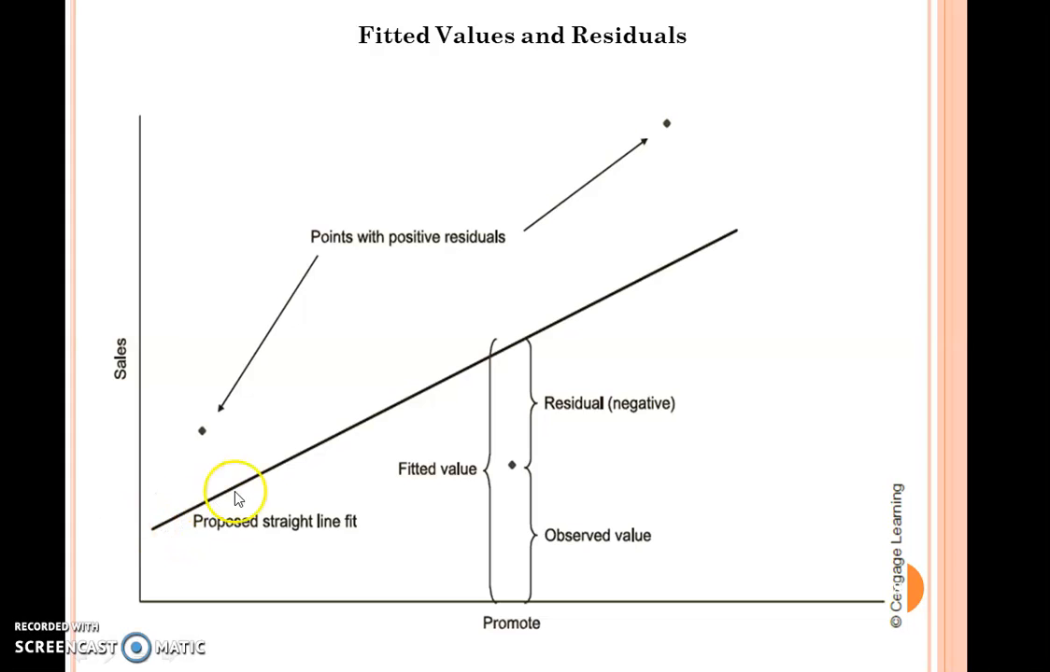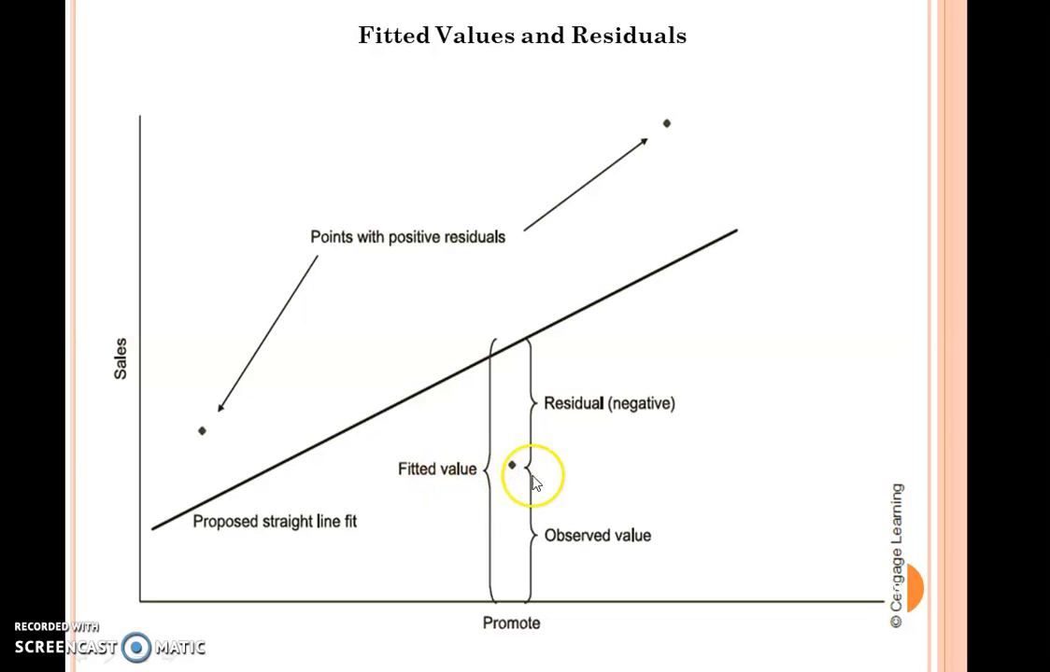See, this is a straight line. This is drawn. This straight line defines the relationship between promotion and sales. And here there are some points. Here one point, here another point, here one point. With these points, we'll see the relationship and define the different values. See here, under this line, we have a point over here.